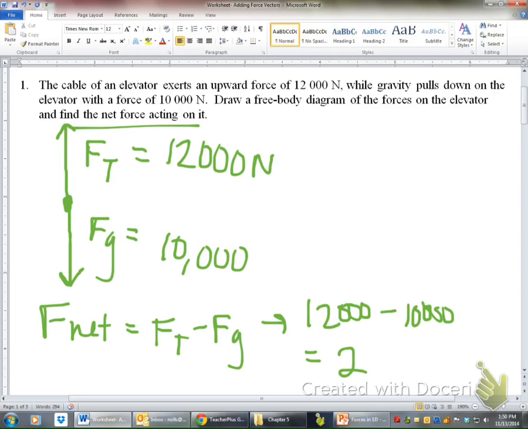And that gives us 2,000 newtons in what direction? Up. The up force is bigger than the down force. So if it was going down, then it'd be negative? Yeah, if it's a downward force, you can indicate it with a negative or you can indicate it with an arrow pointing down. That's up to you. So that negative indicates the direction for us.